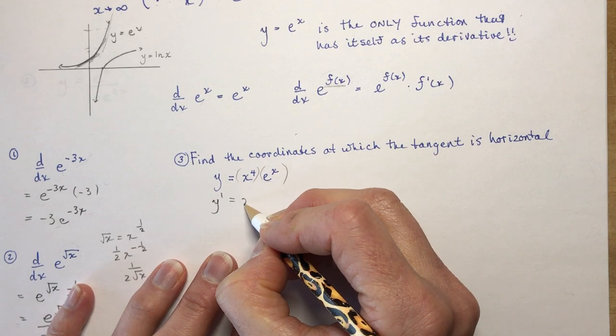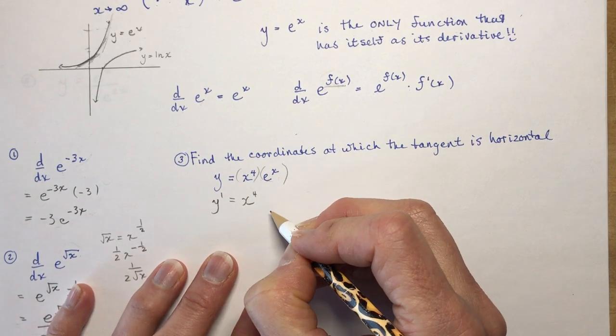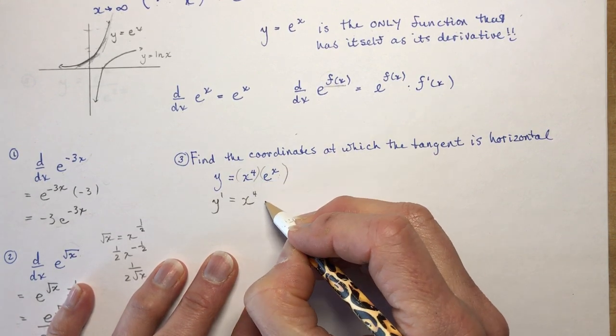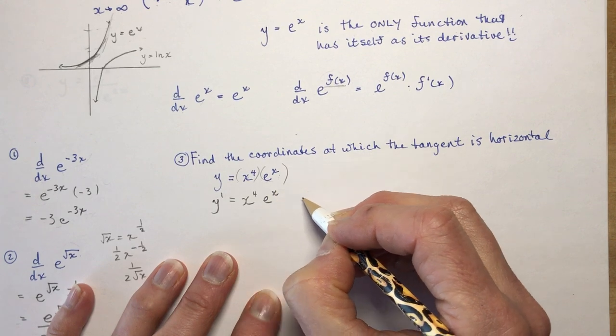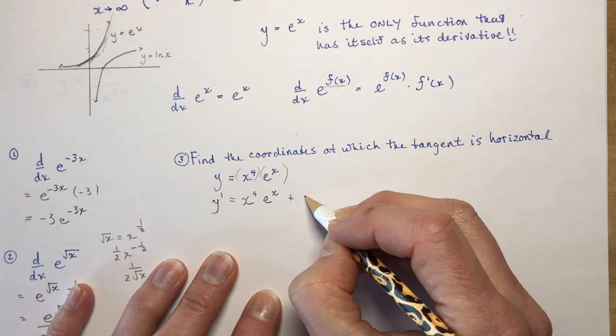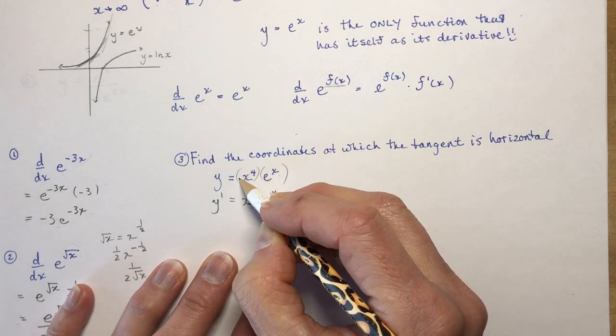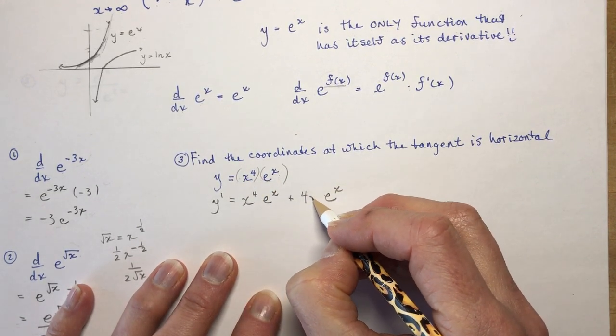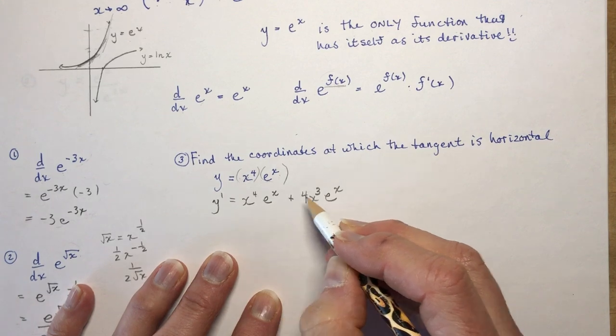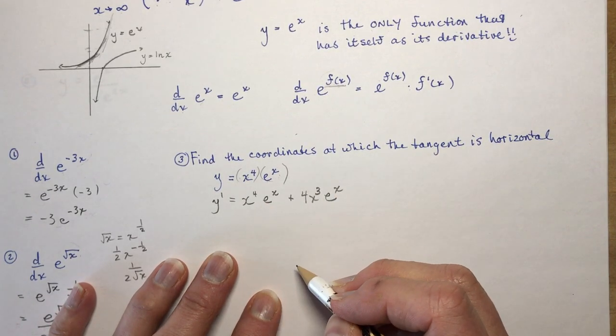I always do the first times the derivative of the second. So the first times the derivative of e to the x is e to the x, plus the second, which is e to the x, I'm going to write it here, times the derivative of the first, which is going to be 4x cubed. Just so I had these in order.